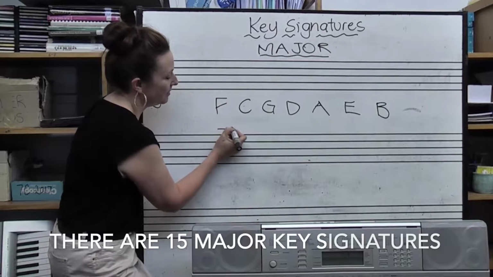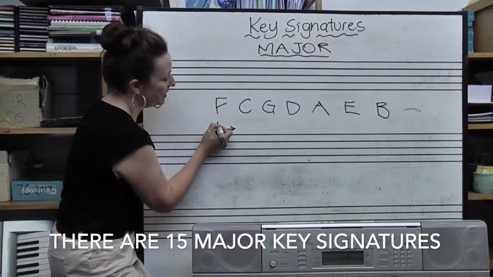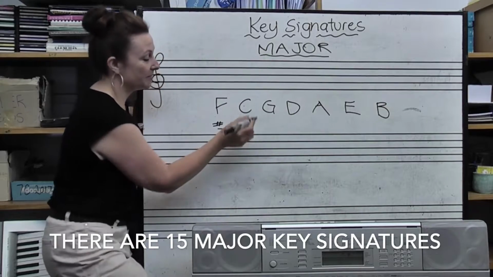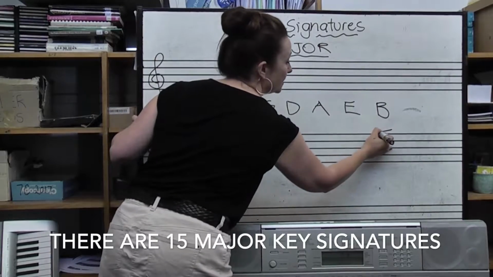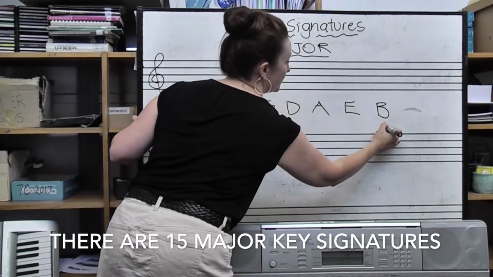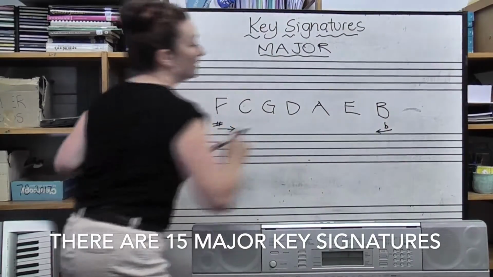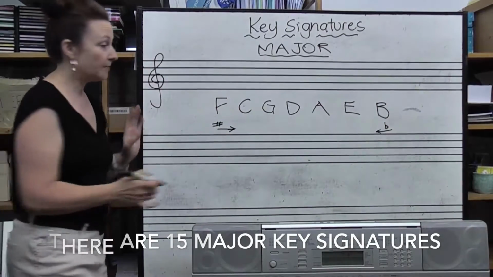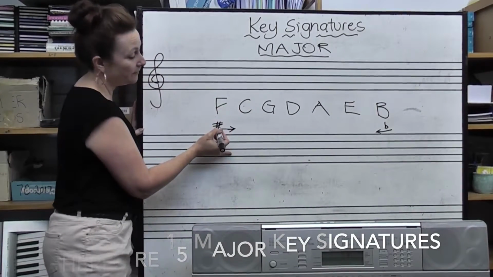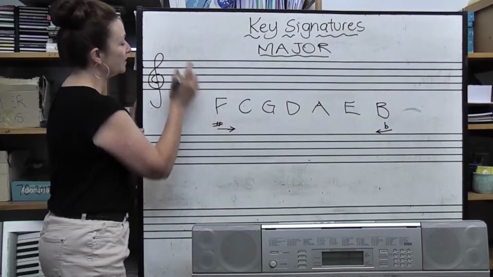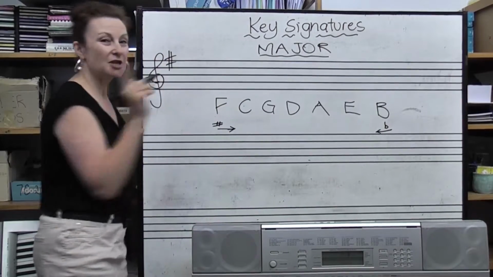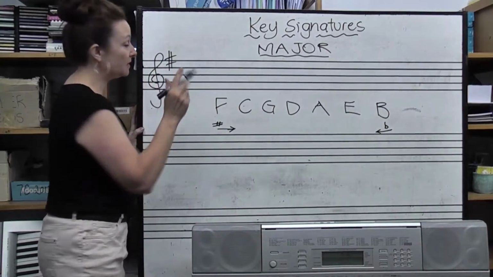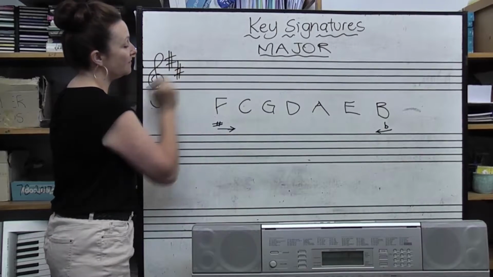The other thing you need to remember is that going this way is the order of the sharps, and going this way is the order of the flats. Sharps and flat order never changes. It's always the same. In the sharps case, if there's one sharp, it's always going to be F. If there's two sharps, it's always going to be F and C.